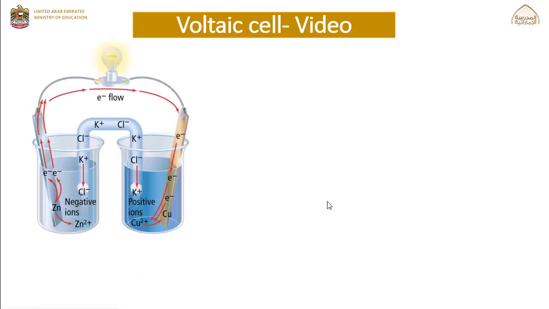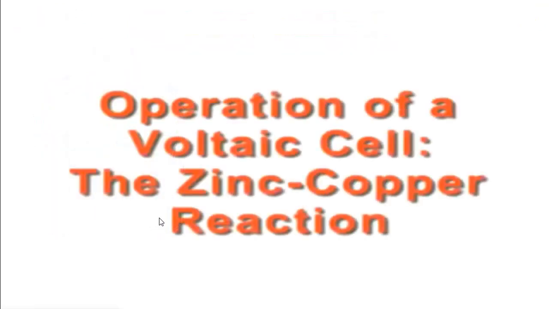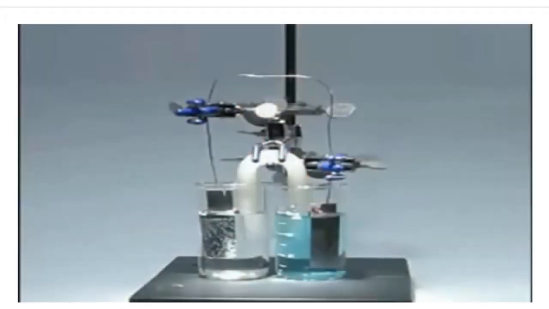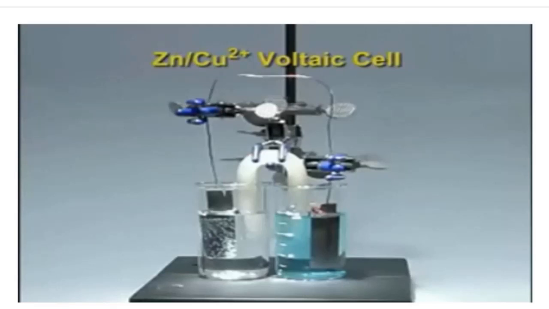Let's watch a simple video regarding voltaic cell. As you know here, it has got zinc in Zn2+ ion solution and copper in copper 2+ ion solution. The spontaneous redox reaction between zinc metal and copper 2+ ion can be harnessed in a voltaic cell to generate electricity. The cell consists of two half-cell compartments connected by an external circuit.